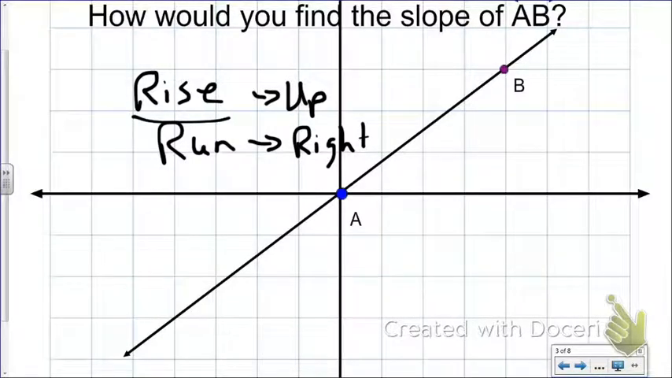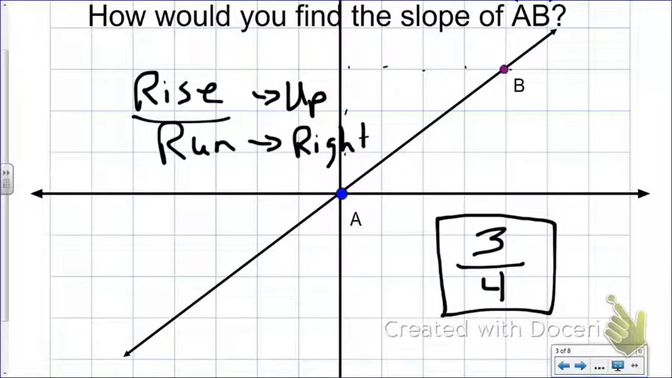So in this case, you could count with your fingers, and you're going to go left to right. I'm going to start at point A. I'm going to go up 1, 2, 3. So the top number would be 3. And then I'm going to go right 1, 2, 3, 4. So the bottom number is 4. So my slope would be 3/4. You'll notice that this line goes uphill, and when the line goes uphill from left to right, it has a positive slope. If it goes downhill, it has a negative slope.